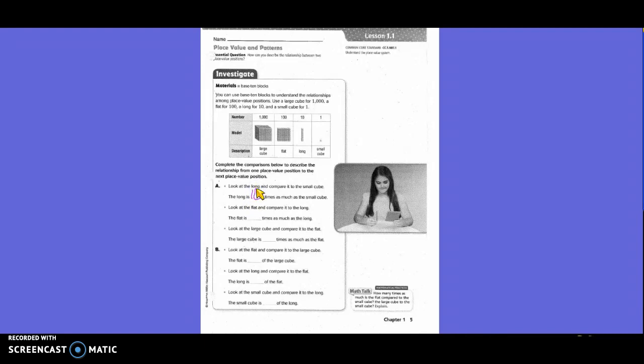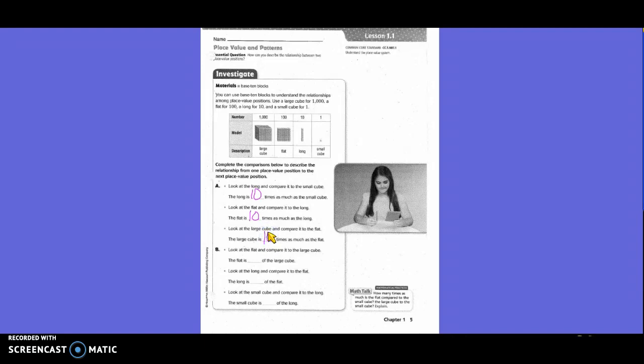Look at the flat and compare it to the long. So here we have our flat and here we have our long. How many of these longs would it take to make this flat, Regan? 10. Look at the large cube and compare it to the flat. So we have our large cube here. How many of these flats would it take to make this large cube? 10.